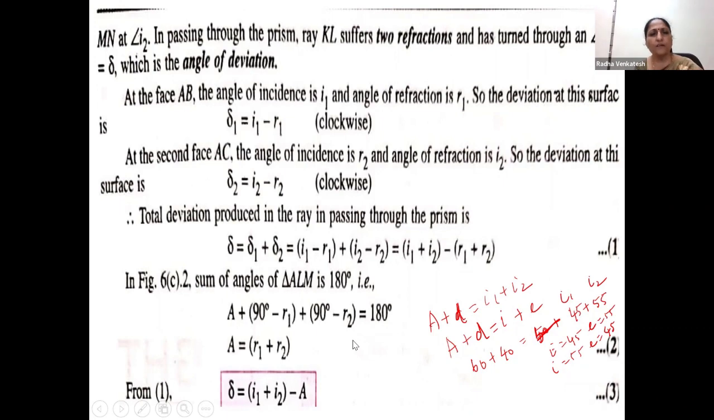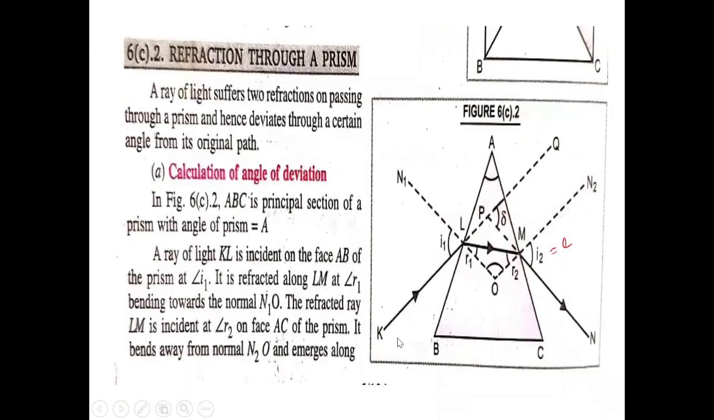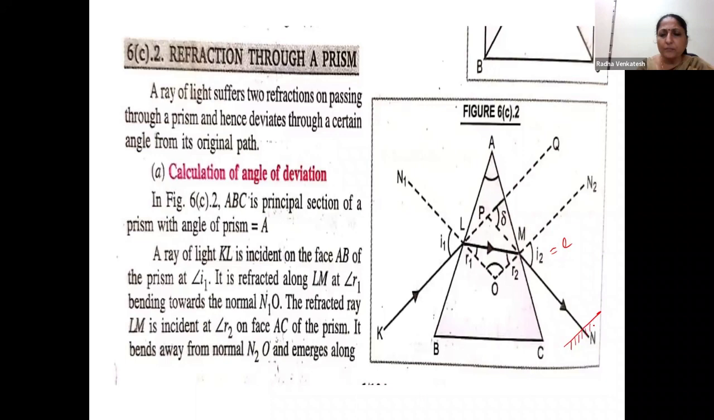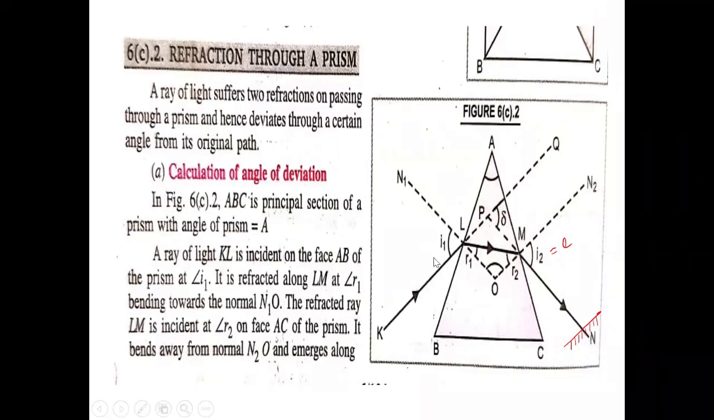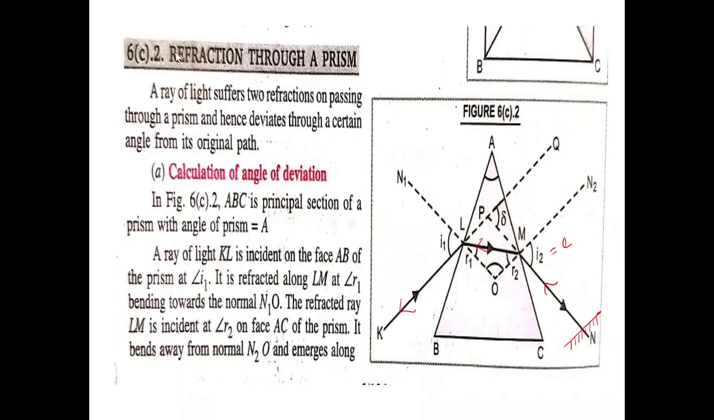Do we know the principle of reversibility? Teachers, see this diagram, you have the first refraction. Beautifully, ma'am is drawing there. So you keep a plane mirror perpendicular to the emergent ray. What will happen to that ray? It will retrace its path. Any ray falling normally on any surface will retrace its path. Now, what does your E become? E has become I, right?